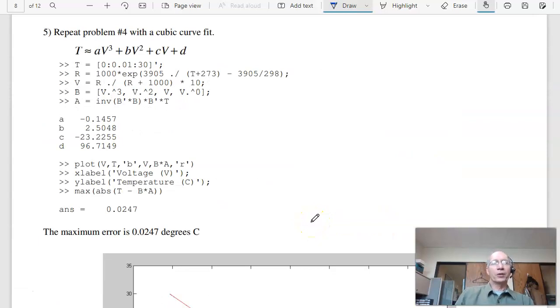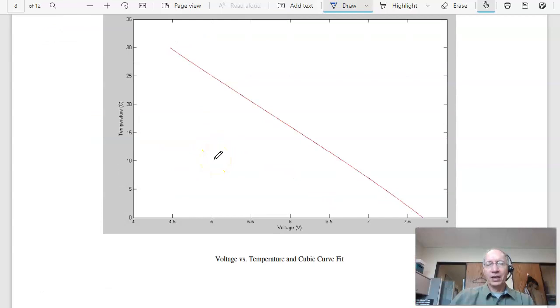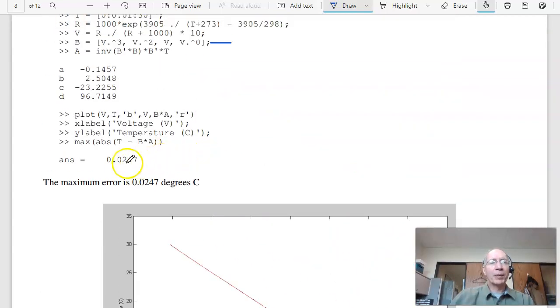If I do a cubic curve fit, it's really not a whole lot different. Just change the basis to be V cubed, V squared, V and 1. Recalculate A using least squares, and I now have minus 0.14 V cubed plus 2.5 V squared minus 23V plus 96. And if I plot voltage versus temperature, what it really is, and voltage versus curve fit in red, that matches really, really well. And the maximum error is 0.02 degrees Celsius.